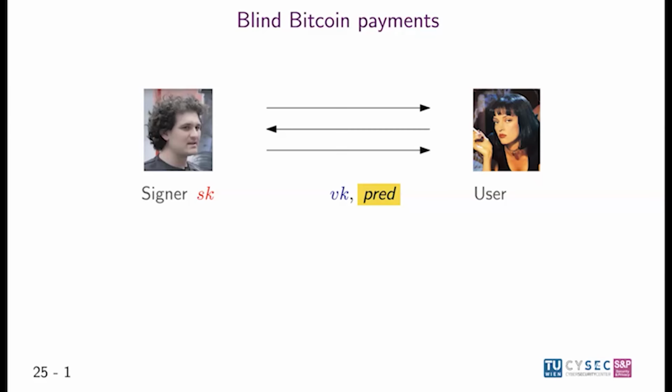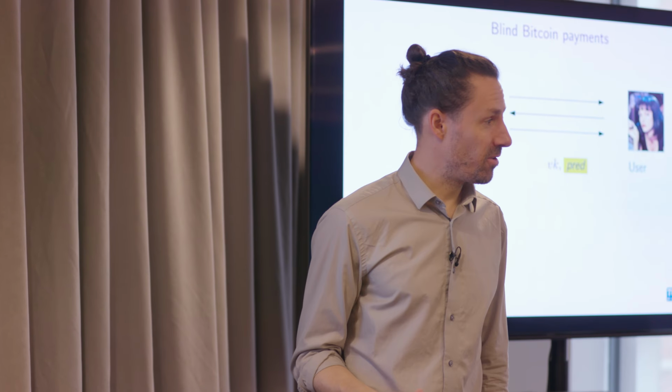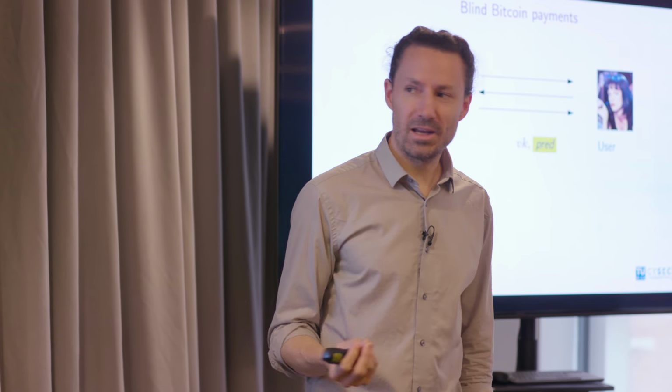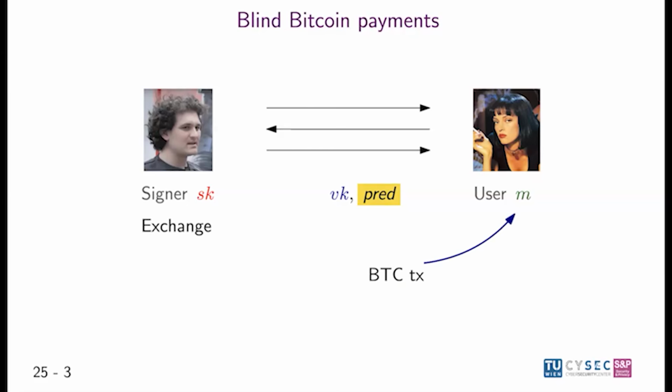Okay, so to conclude, here's a speculative application of this. So meet Sam, the signer who runs a cryptocurrency exchange. These days people don't own their Bitcoins, they're actually in the exchange. And can we still have anonymous payments? I argue that with these predicate blind signatures you could. So what the user could do is create a Bitcoin transaction from an address of the exchange and then have it signed blindly.